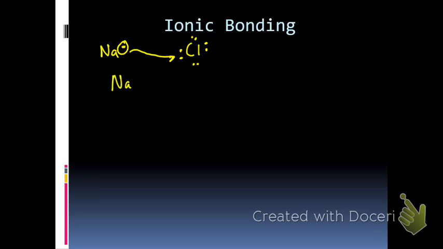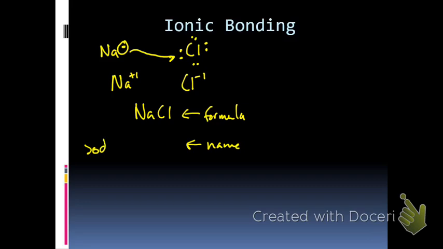So this sodium becomes a +1 when it loses an electron, and this chlorine becomes a -1. These charges actually attract each other, so they come together, NaCl. So NaCl is the formula, and then the name is sodium chloride. So notice the -ide ending. To show that a bond has occurred, we actually change the ending to -ide, and that tells us that a bond has occurred.